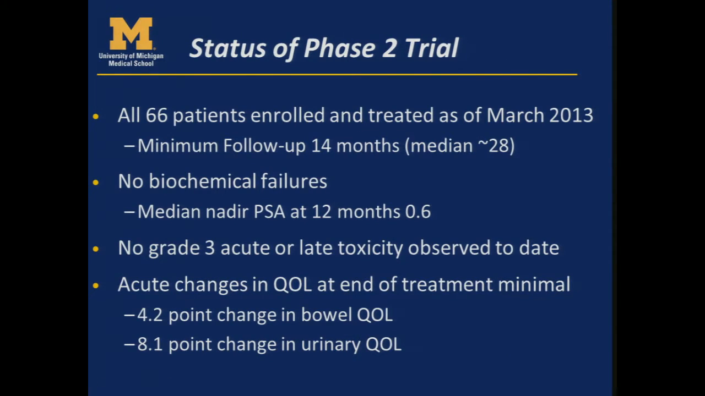So the Phase 2 trial is closed. It hasn't been officially reported yet, but all 66 patients were enrolled and treated as of 2 years ago, so it should be coming out hopefully soon. Minimum follow-up was 14 months, and there are no biochemical failures, so everybody is controlled so far, which is very reassuring, and no grade 3 acute or late toxicity in any of these patients, I think because there are very, very strict limits on the urethra, rectum, bladder, everything, really biasing the treatment planning towards avoiding OARs rather than getting the best, highest PTV coverage possible.